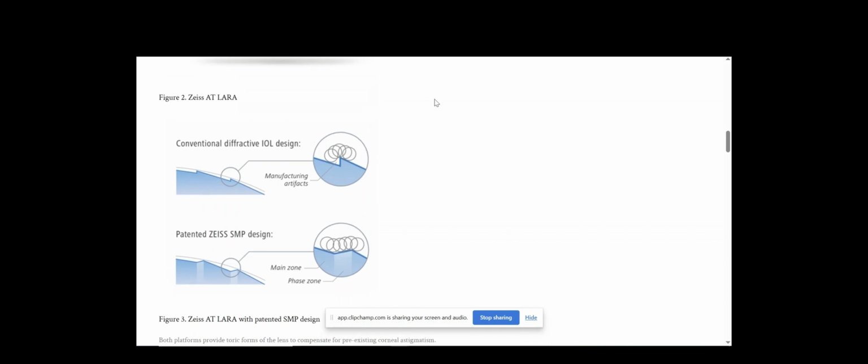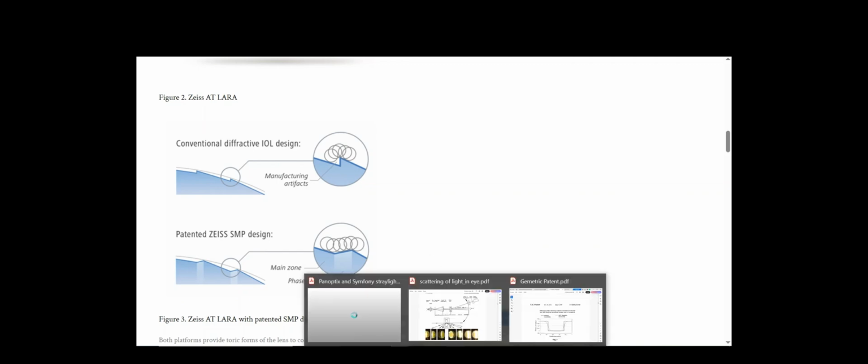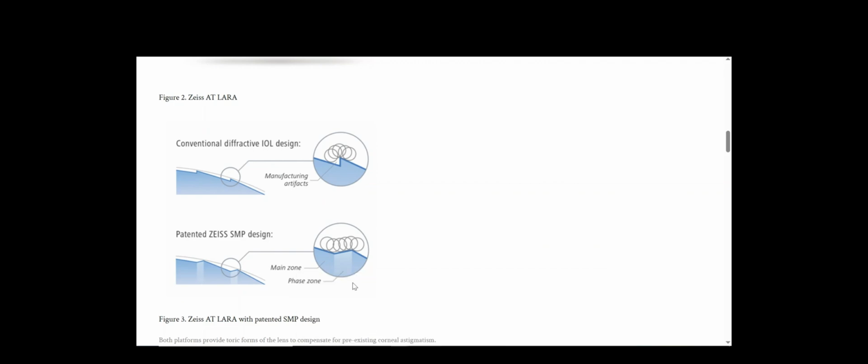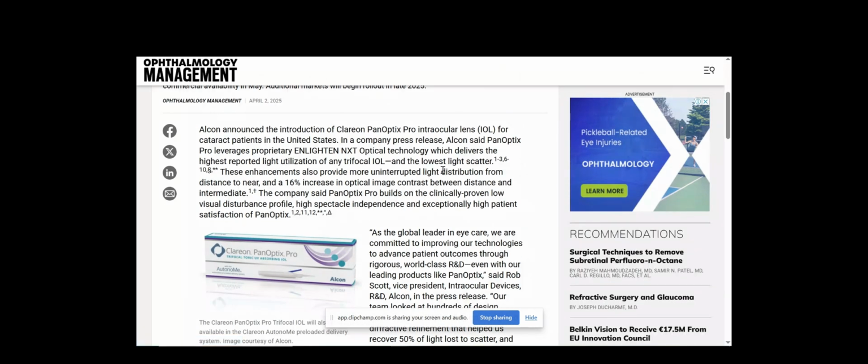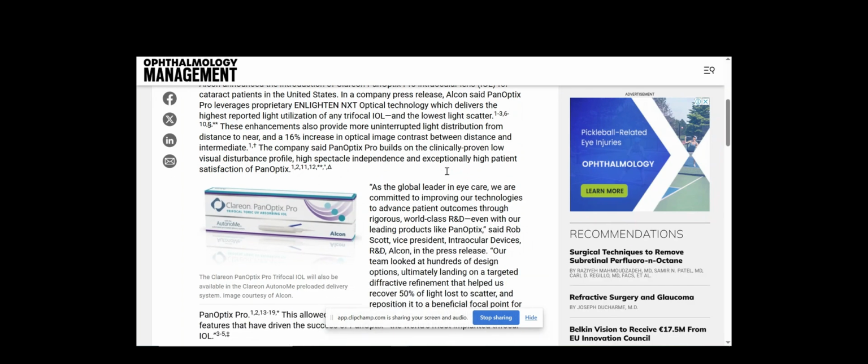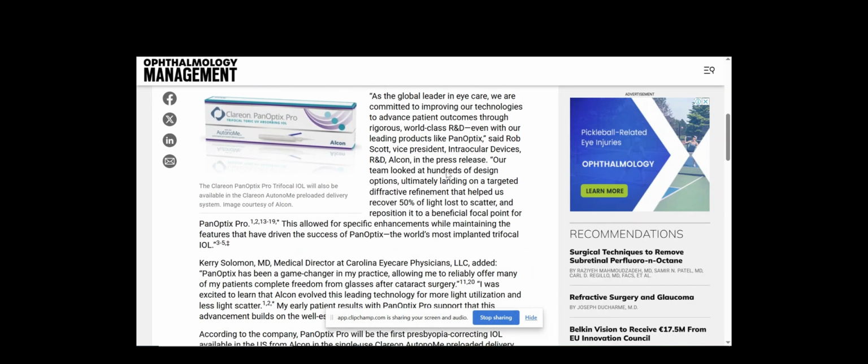So my initial impression of this lens, and again with the caveat that this is basically an assumption because not much information is there for the Panoptix Pro lens today, is that some design changes have gone through with the steps. Some amount of smoothening has been done with the steps so as to reduce the forward light scatter onto the retina, so that more light could be utilized.